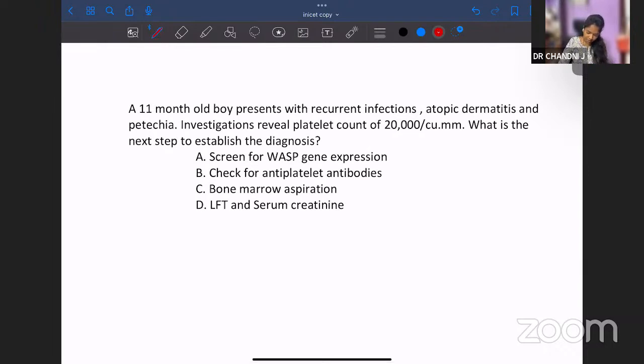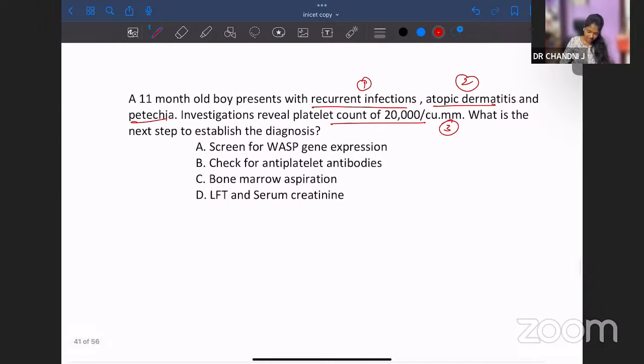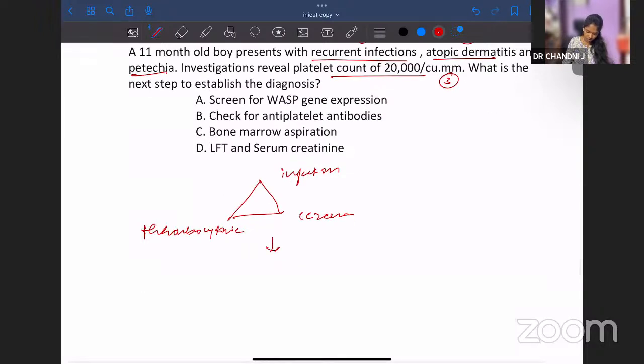An 11-month-old boy presents with recurrent infections, atopic dermatitis, and petechiae. Platelet count is 20,000. What is this classical triad? Classical triad of recurrent infections, eczema-like lesions, and thrombocytopenia. This is nothing but Wiskott-Aldrich syndrome. This you have to remember.